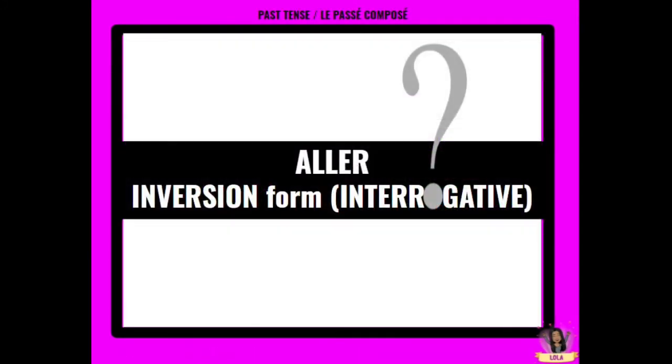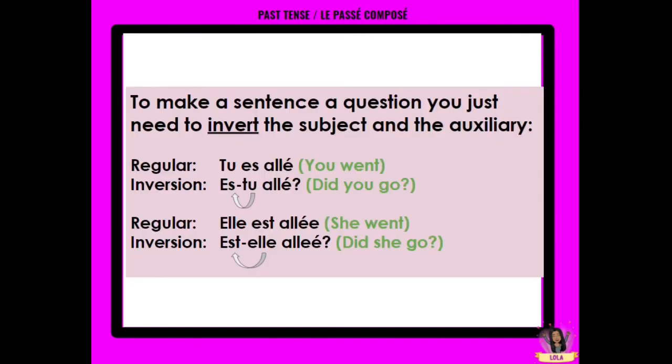Now we're going to look at the verb aller in the inversion form or the interrogative form, which just means that it's a question. So to make a sentence a question, you just need to invert the subject and the auxiliary. So here's our subject, here's the auxiliary, and we're just going to flip it. And then we're going to add a dash in between and a question mark at the end. So tu es allé means you went. Es-tu allé? means did you go.